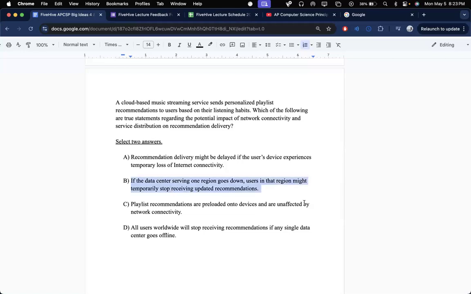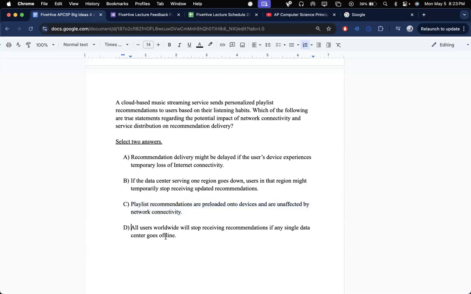If the data center serving one region goes down, users in that region might temporarily stop receiving updated recommendations. Again, kind of same idea, right? If your region is out of internet, you're not going to be able to receive information, right? Let's go to C. Playlist recommendations are preloaded onto devices. Well, we know this is not true because we're streaming, right? So streaming implies getting information, getting data from the internet.